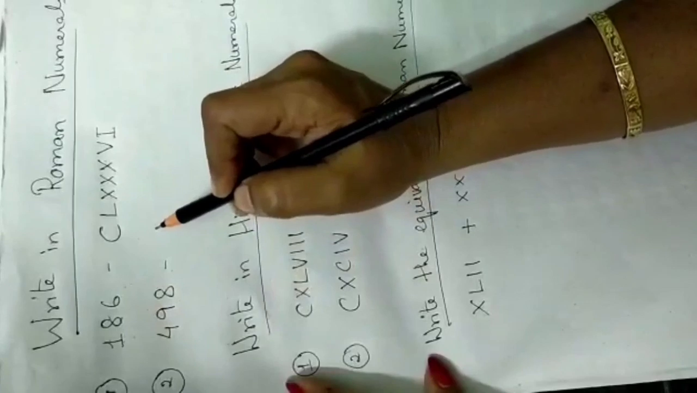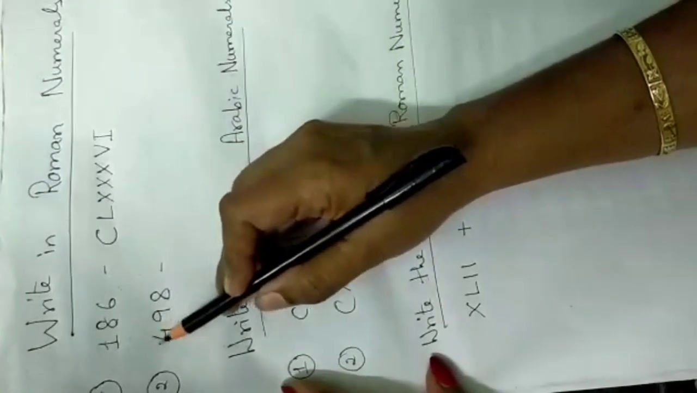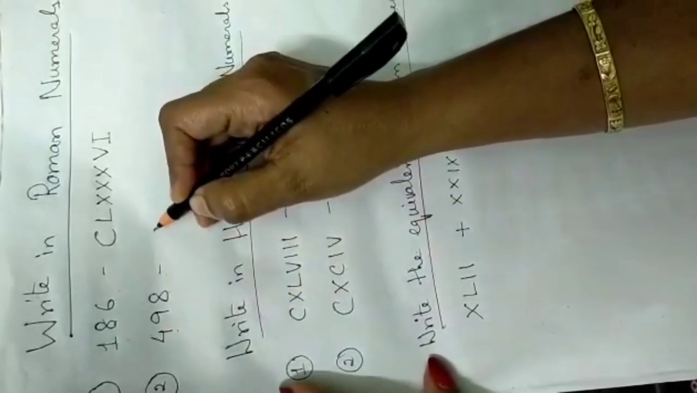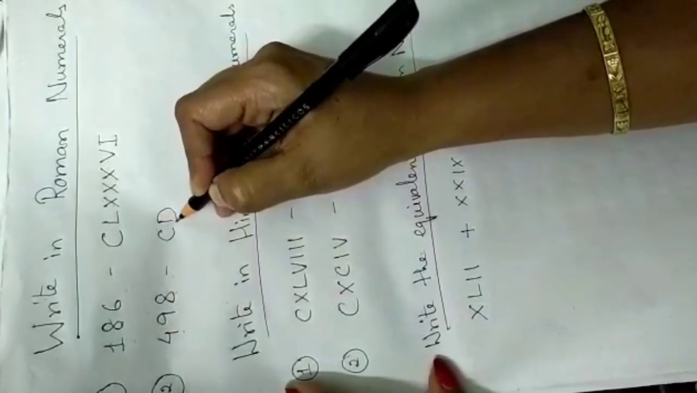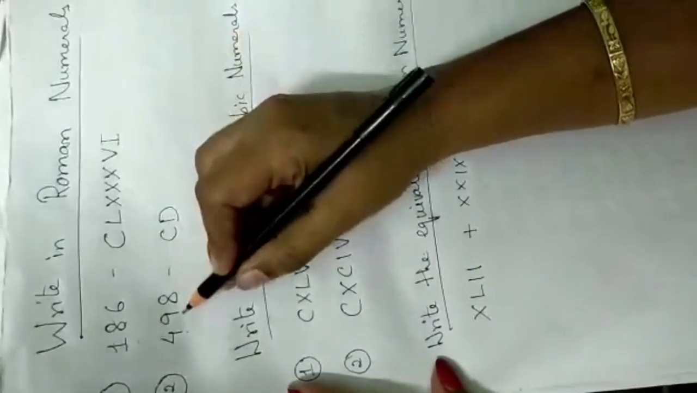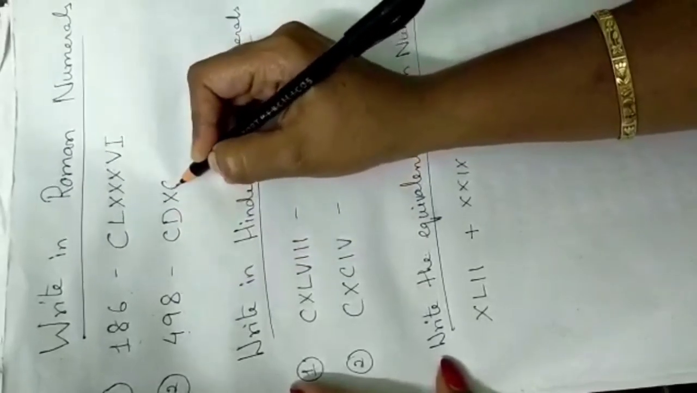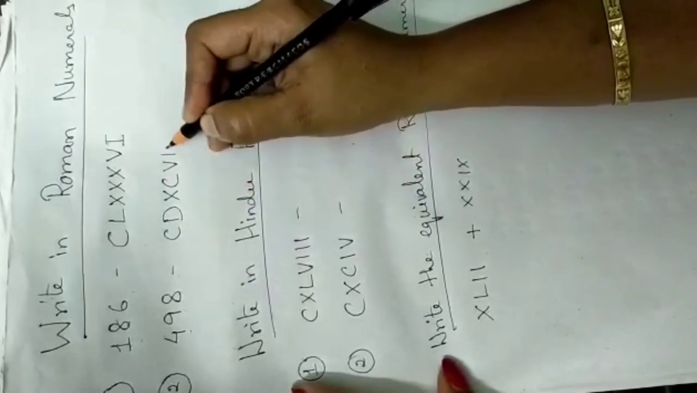If you have been asked to write 498, first you have to write 400. How will you write 400? It is 100 taken away from 500. Then 90, how will you write 90? It is X, C. And how do you write 8? V, I.